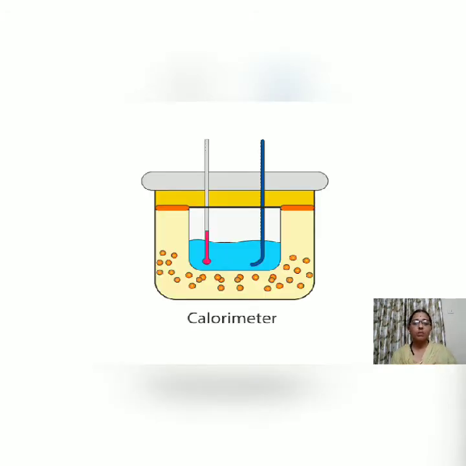So this is a calorimeter. That was a calorimeter which you can make at home. This is a calorimeter which we usually use for calorimetry experiments in our laboratory also. Now just see this part.